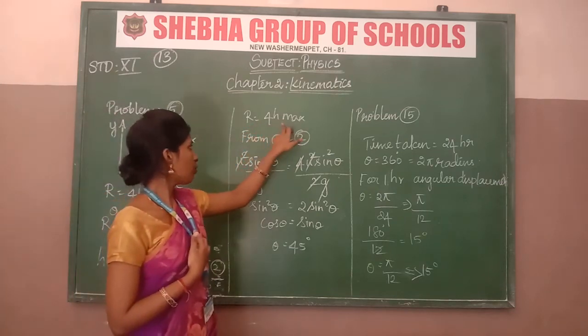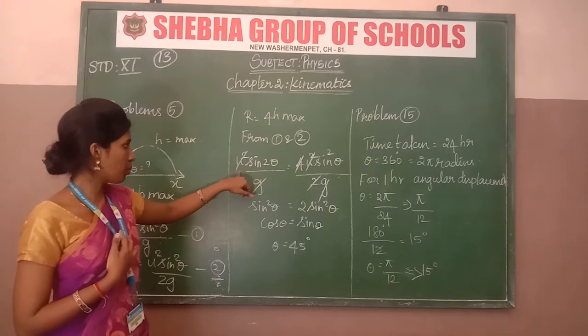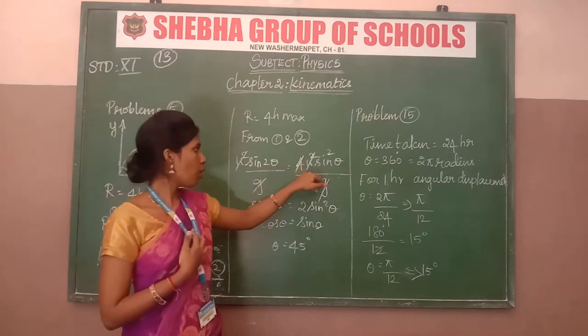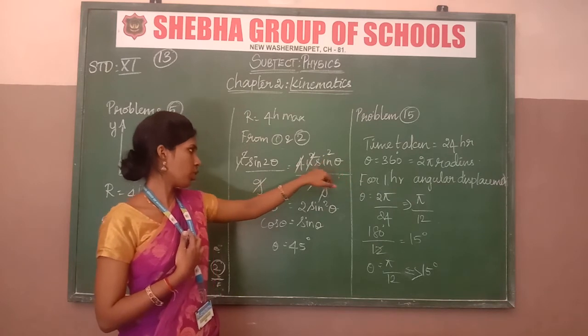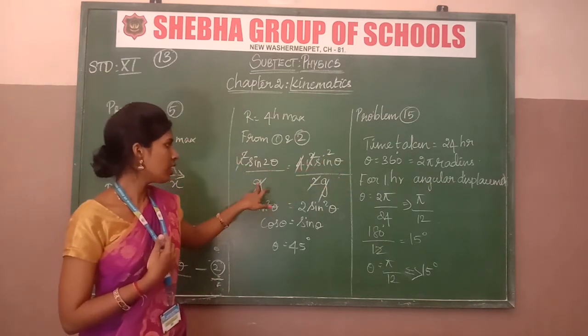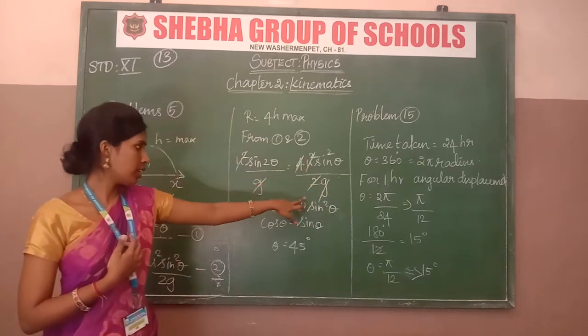So, R is equal to 4H maximum. We substitute these 2 equations and cancel out. So, u square sin 2 theta divided by g, and 4 u square sin square theta. Okay? So if we cancel it, u square cancels, g cancels, and finally the 2 and the 4 cancel.